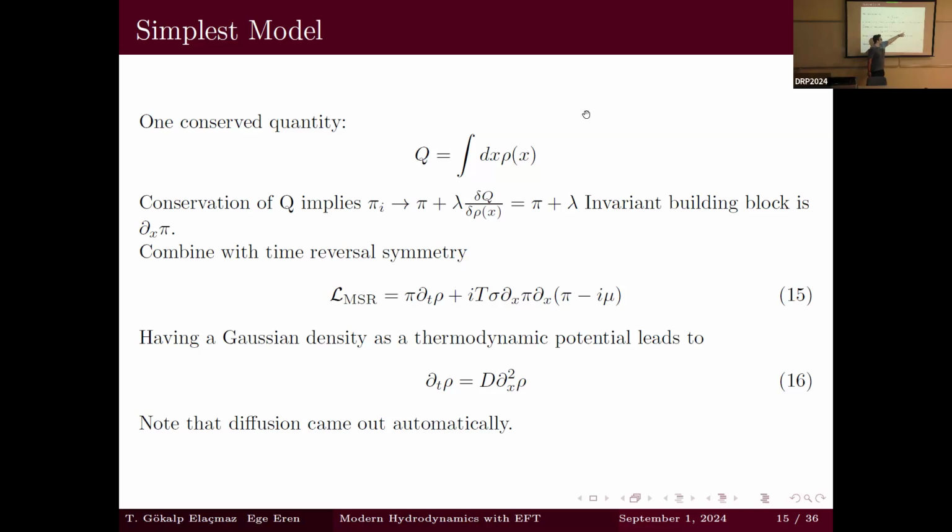Now, when we solve this equation using this mu as coming from a thermodynamic potential from a Gaussian density, remember that this was the Hamiltonian's derivative with respect to a coordinate. When we take this Hamiltonian to be a Gaussian density, then we get the diffusion equation, which comes out automatically just by introducing time reversal symmetry, noise, and one conserved quantity.